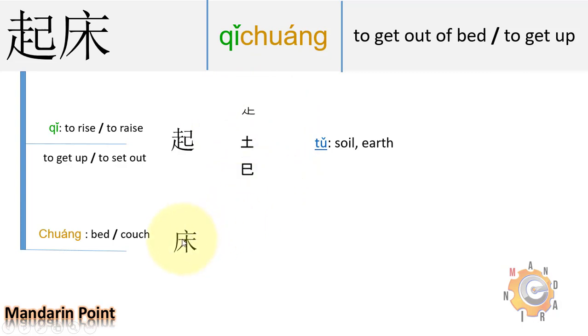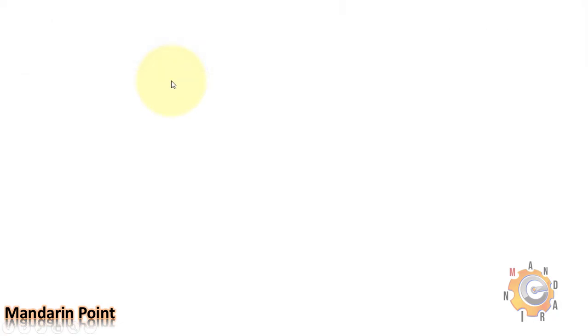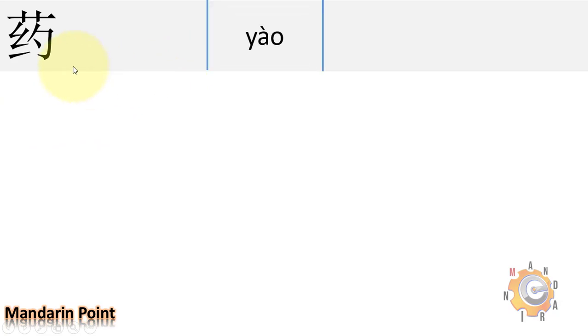Let's decompose this one. Outer character, the inner character. The outer character is guang, which is wide or extensive, while the inner character is mu, which means tree or wood. So to rise from bed or to get up from bed is qichuang. Next, yao, which means medicine.